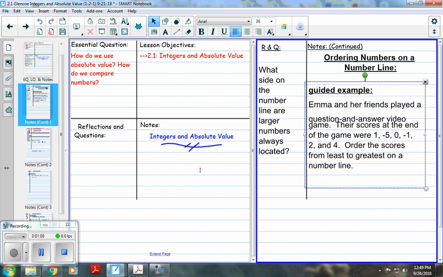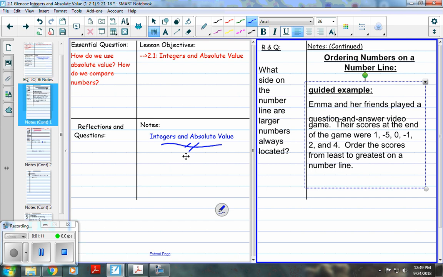Awesome. So what we're going to be circling here is likely the scores that our students have got, and there's this big sequence of them. And then, I like to bracket the focus of a problem. So we need to order the scores from least to greatest on a number line.